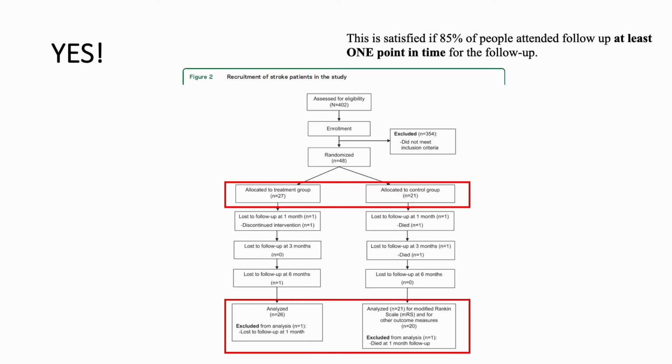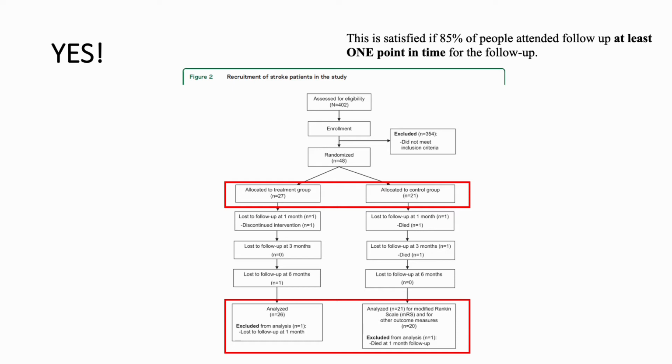I also want to state that this criterion is satisfied if 85% of people attend follow-up at at least one point in time, in a study like this where they have multiple follow-up episodes. So they followed up at 1 month, 3 months, and 6 months, and we're really only looking for whether this 85% threshold was met at least one point in time.